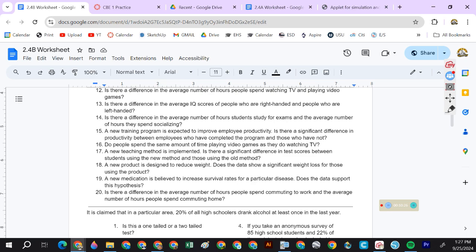15. A new training program is expected to improve employee productivity. Is there a significant difference in productivity between employees who have completed the program and those who have not? One. Why? It is expected to increase. So we actually get that from the first sentence and not the second. If all you do is read the second sentence, it looks like a two-tail. But the first sentence tells us it's one-tailed.